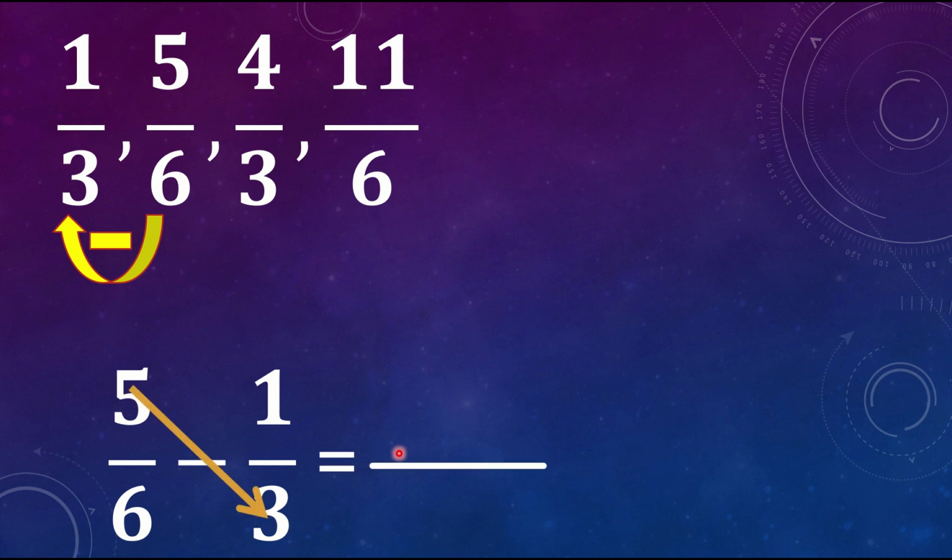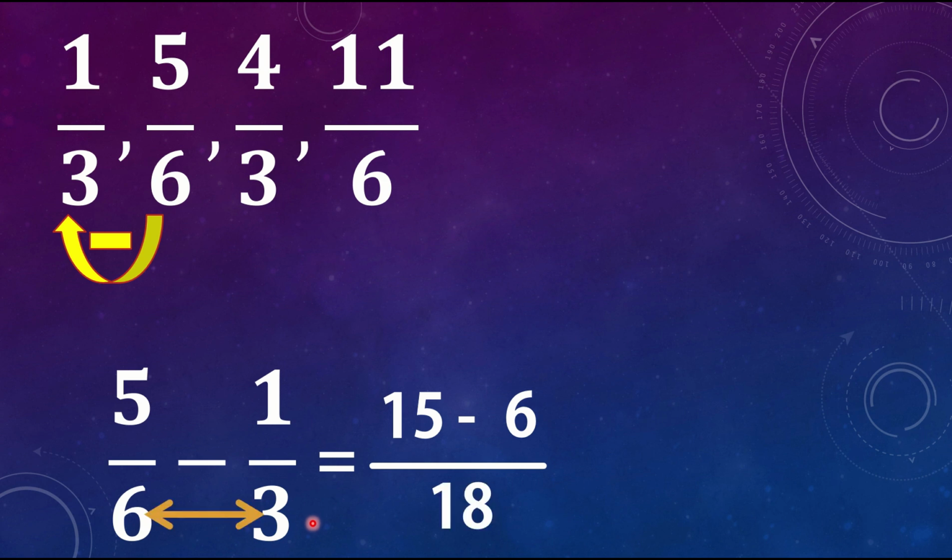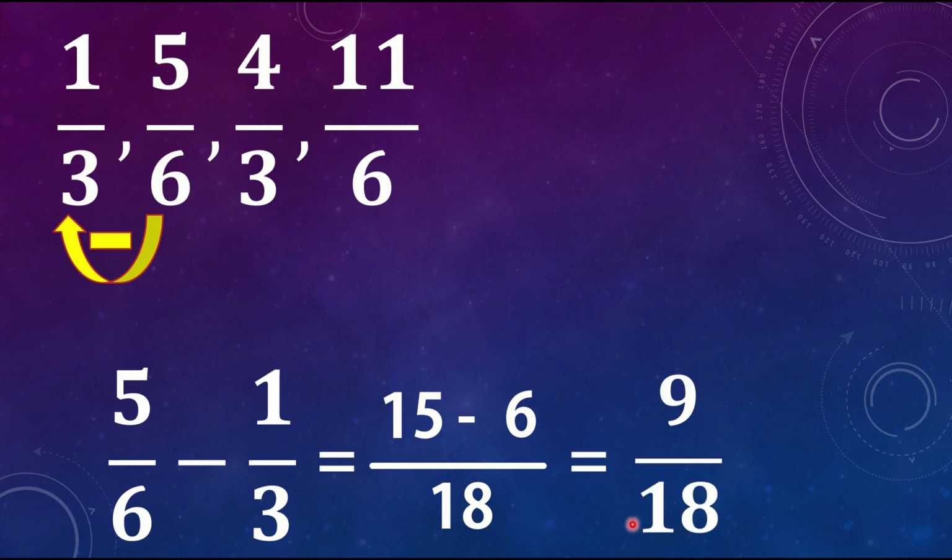times 3 is equal to 15. Copy the same operation, minus 1 times 6 is 6. Then for us to get the denominator, we'll just multiply the two denominators. So we will have 6 times 3 equals 18. Then simplify. 15 minus 6 will give us 9. Then copy the denominator, 18.